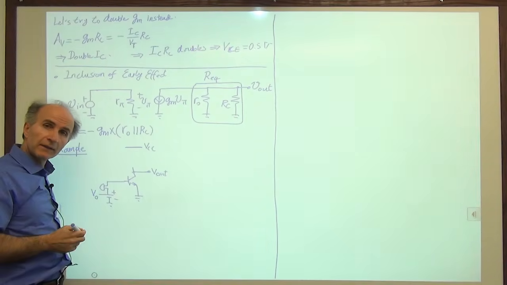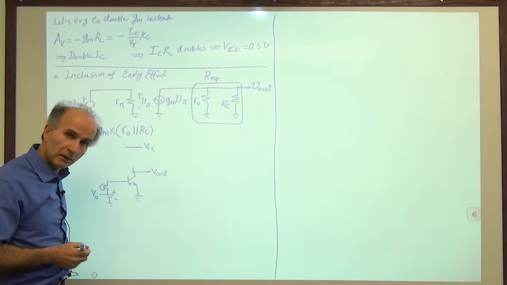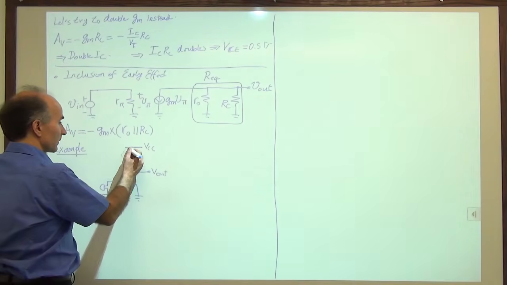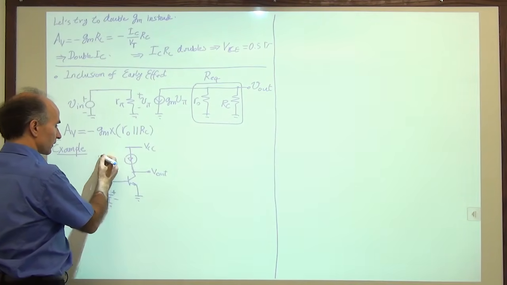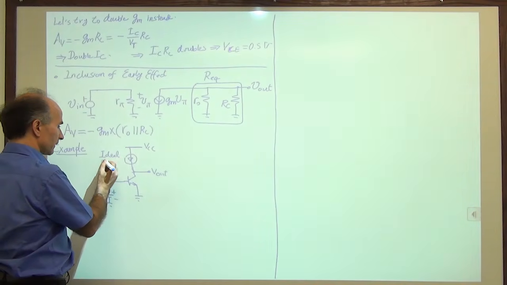But instead of a resistor, I decide to use an ideal constant current source. So here's an ideal constant current source. This is ideal and is constant.